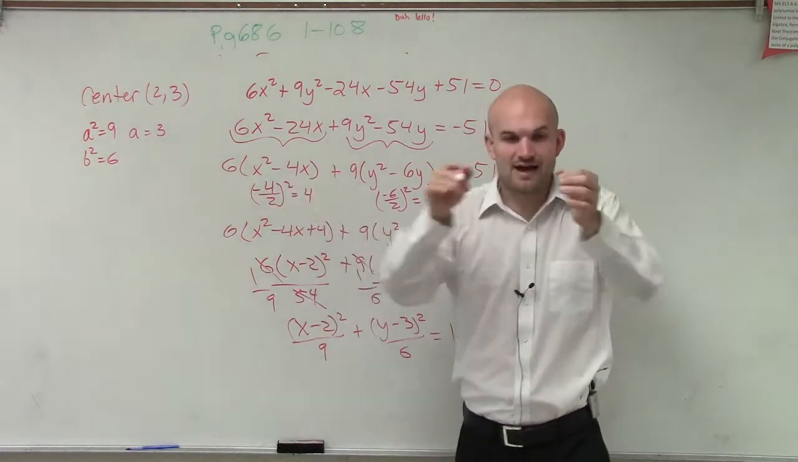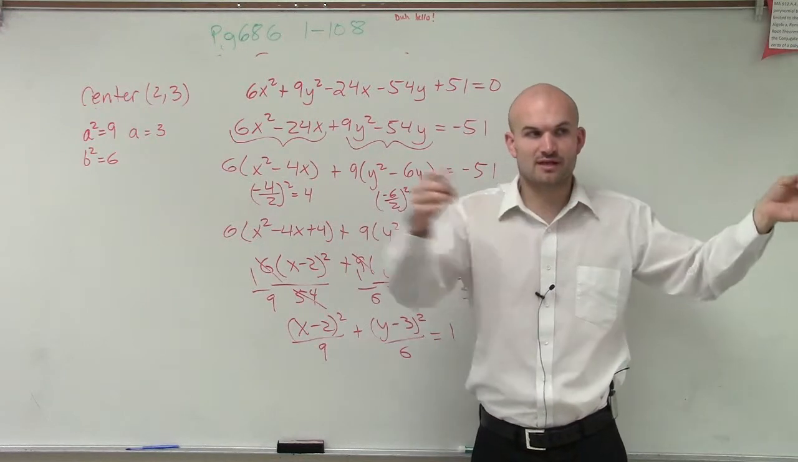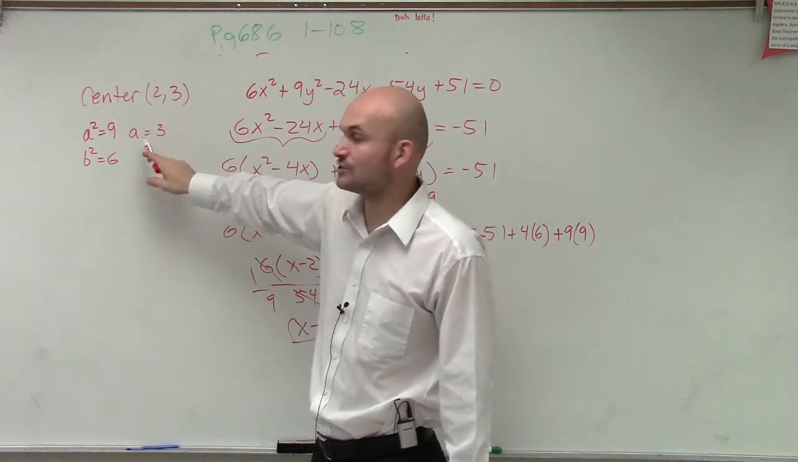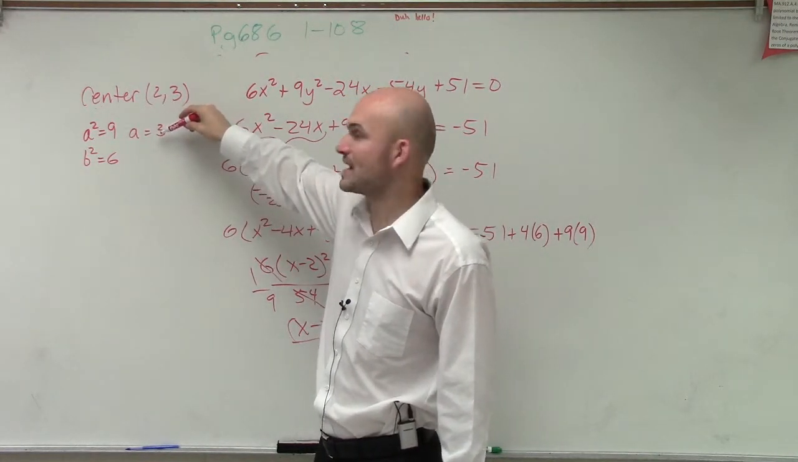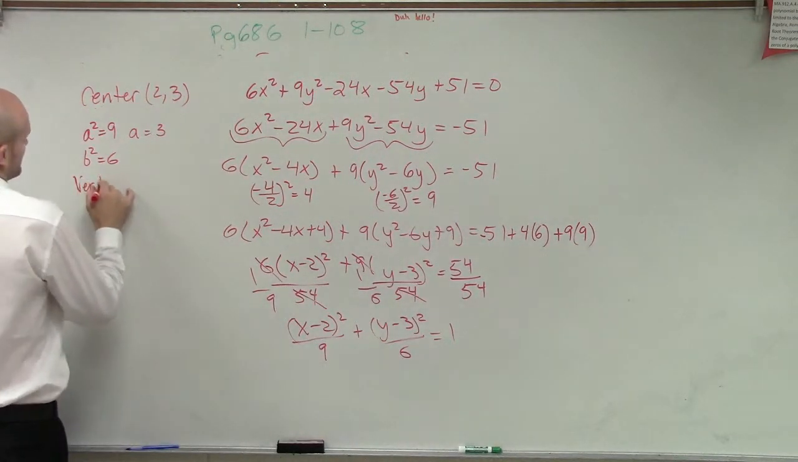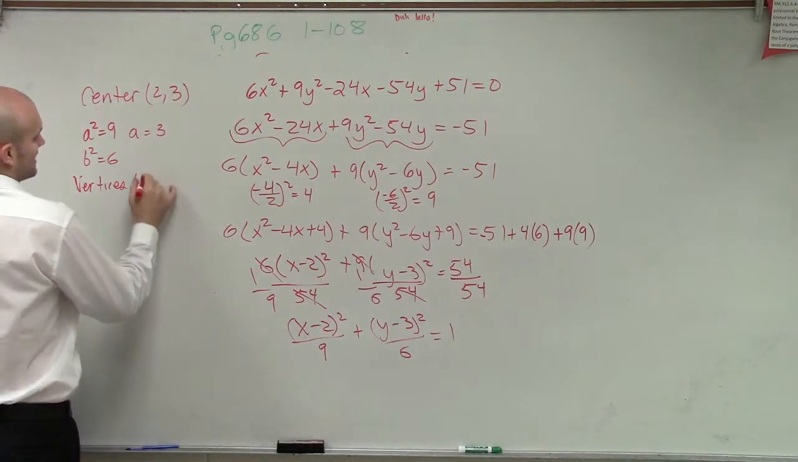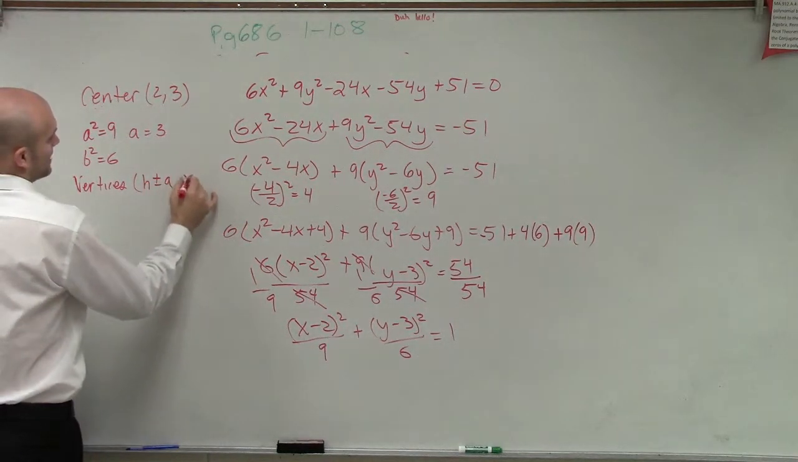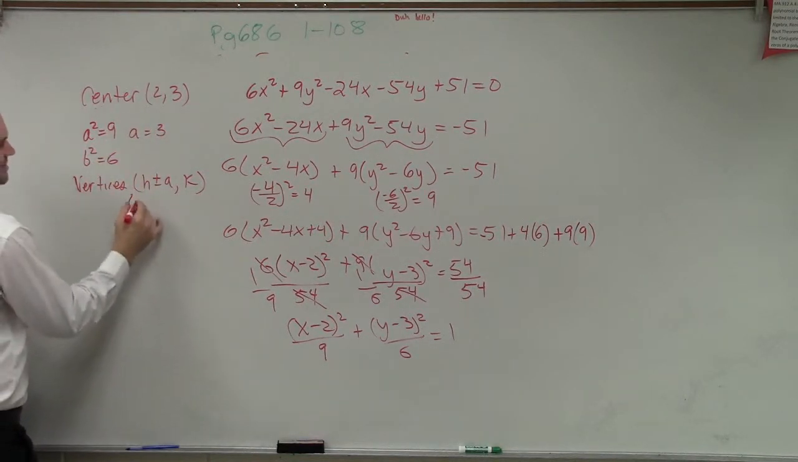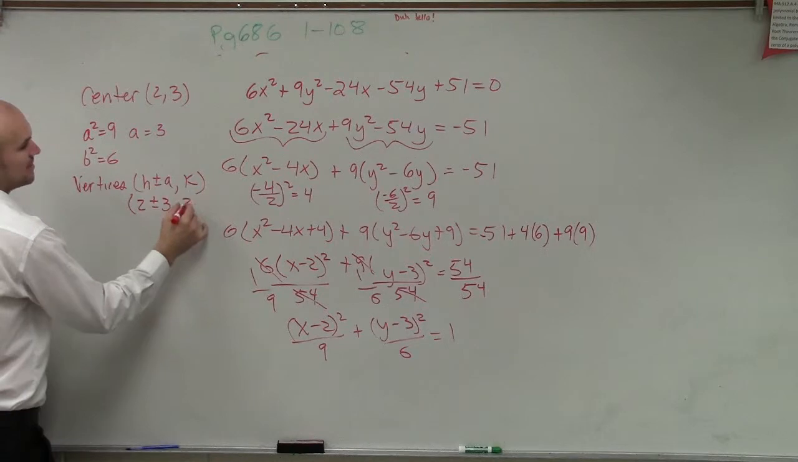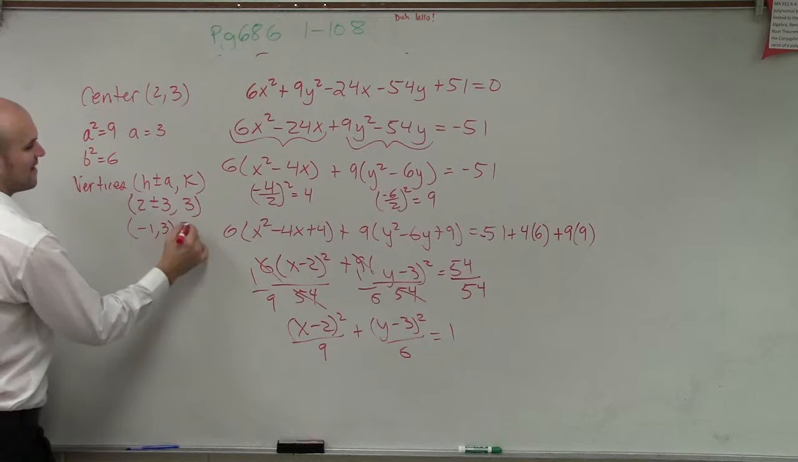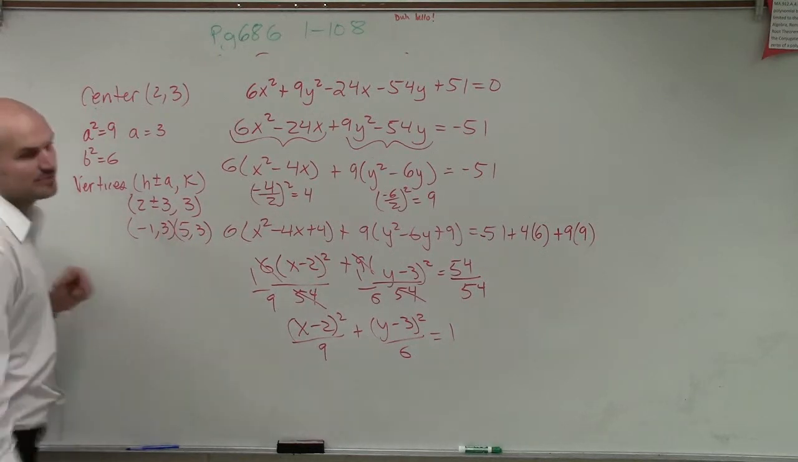Does that mean we have a major axis vertically or horizontally? Horizontally. So if I have my center, my two vertices are going to be to the left and to the right. So if I know my center is at 2, 3, and I want to find the two vertices, I need to add and subtract a going left and right. So my vertices are h plus or minus a, comma k. You're going to add and subtract the a to your h coordinate. So that's 2 plus or minus 3, comma 3, which gives us negative 1, comma 3, and 5, comma 3. So there's your two vertices.